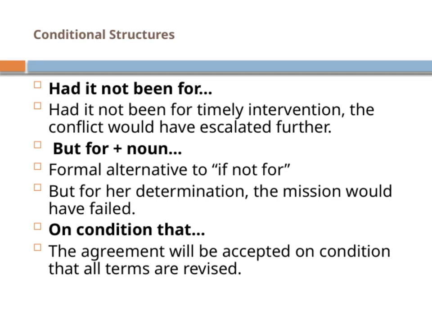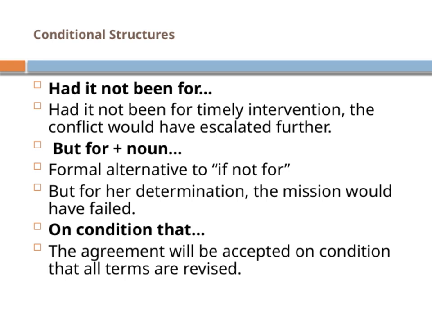Today, I want to talk about some useful ways to express conditional ideas in English. Let's start with the phrase, had it not been for. This is a powerful way to emphasize the importance of a specific factor in a situation. For example, had it not been for timely intervention, the conflict would have escalated further. It highlights how crucial that intervention was in preventing a worse outcome.